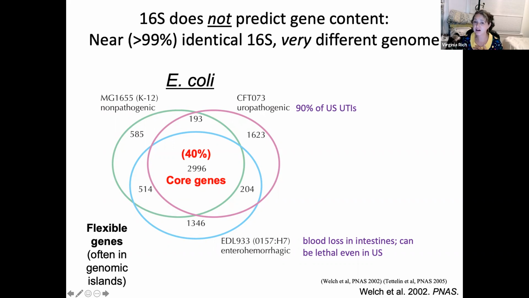But they have near identical 16S. So this is a great example for thinking about why you can't necessarily predict a particular function that you might care about, in this case, how sick it makes humans, just from the identity of your 16S.